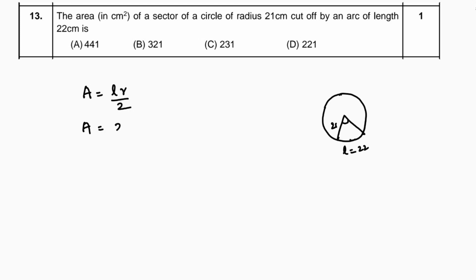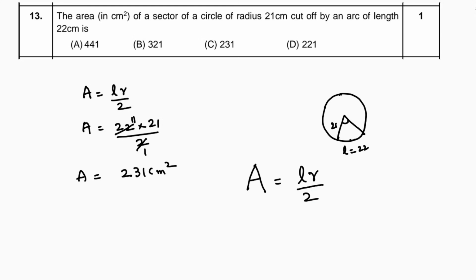I need to find the area. So A equals length 22 times radius 21 by 2. 2 times 1, 2 times 11. So A equals 231 centimeter square. See, the relation between area and length is A equals LR by 2, so I used this. The correct option is C.